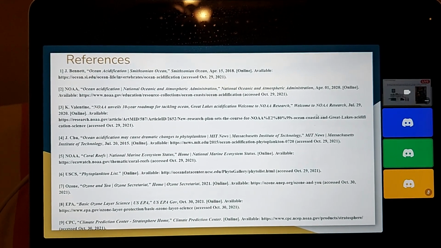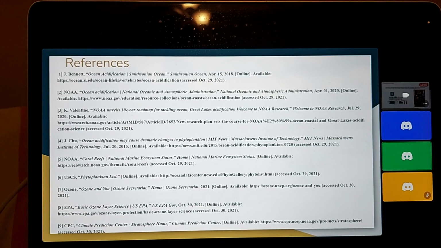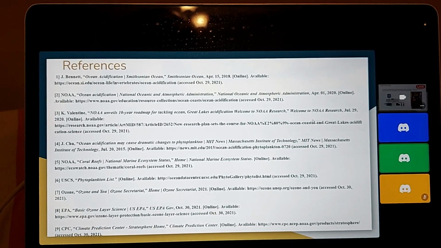The last slide is just references in IEEE format for a project.